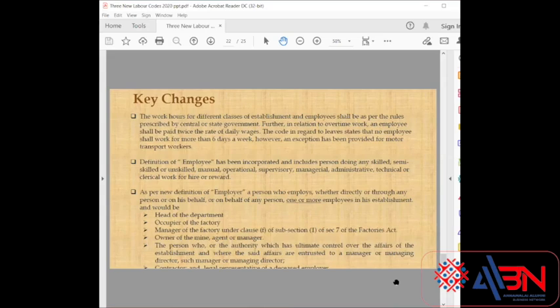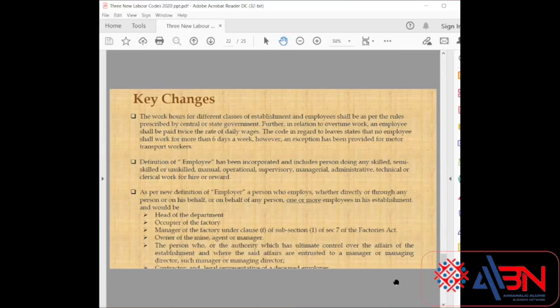The working hours for the establishment will be dealt with by the particular state government. Overtime pay has to be made, and that will be twice the rate of the daily wages. So overtime pay is another feature. It was there, but now this will be a little more strictly implemented.